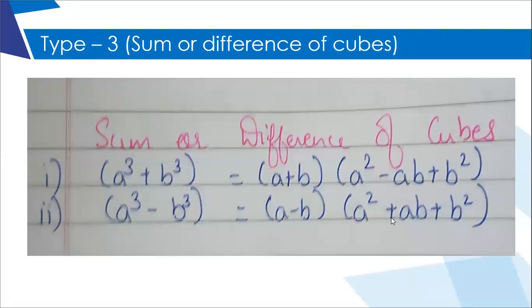So now what happens is that both A square and B square in the second bracket are actually positive signs. Only AB there is a difference. First formula it is a negative sign, second formula it is a positive sign. So how do we remember? When they are adding, it's a plus sign. When they are subtracting, it's a minus sign in the first bracket, and opposite happens with the AB term. So this is how it works.